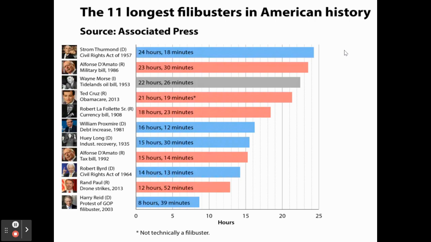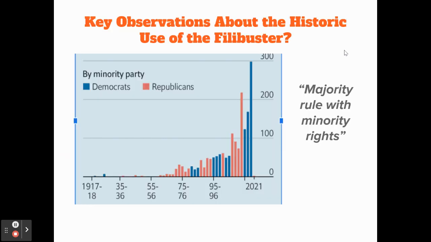It's also important for you to see that, as you look at this chart, the filibuster is very much something that has been used much more in modern times. The filibuster was written into the Senate's rules to adhere to the idea of majority rule, but acknowledging that the minority party has to have some rights too. And this was a tool that the minority party could have to protect itself.